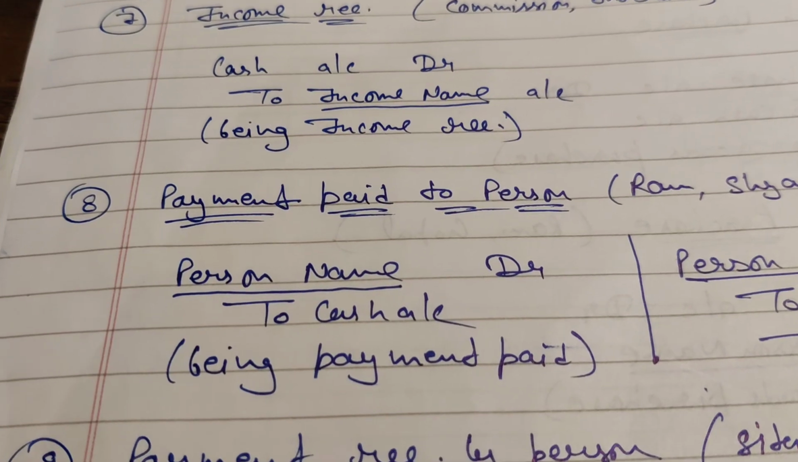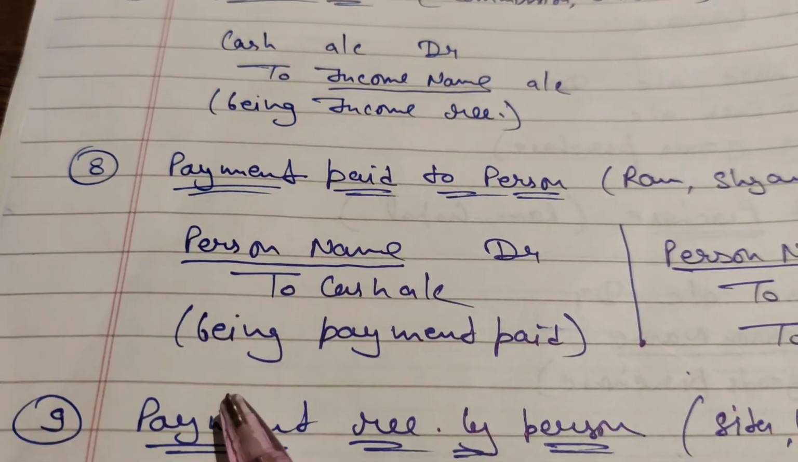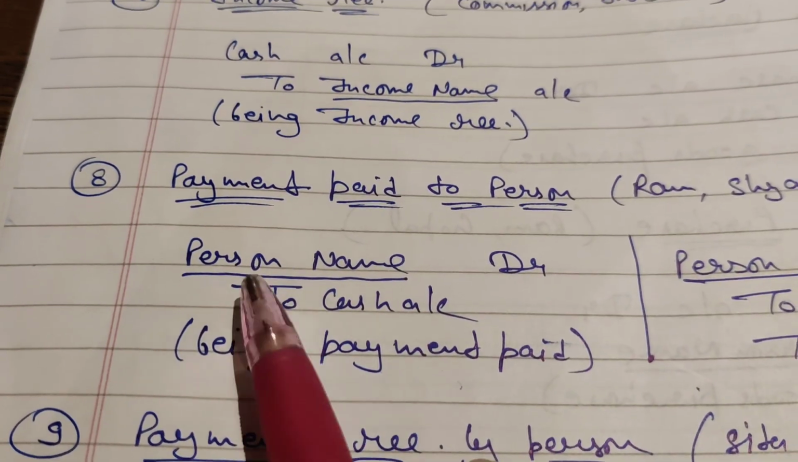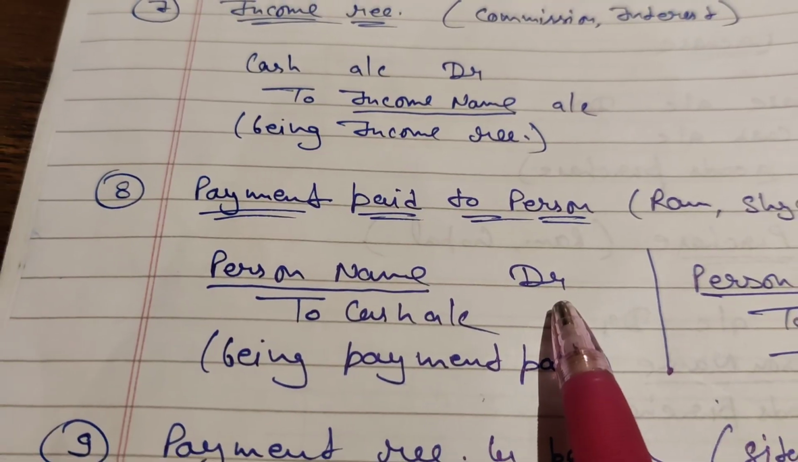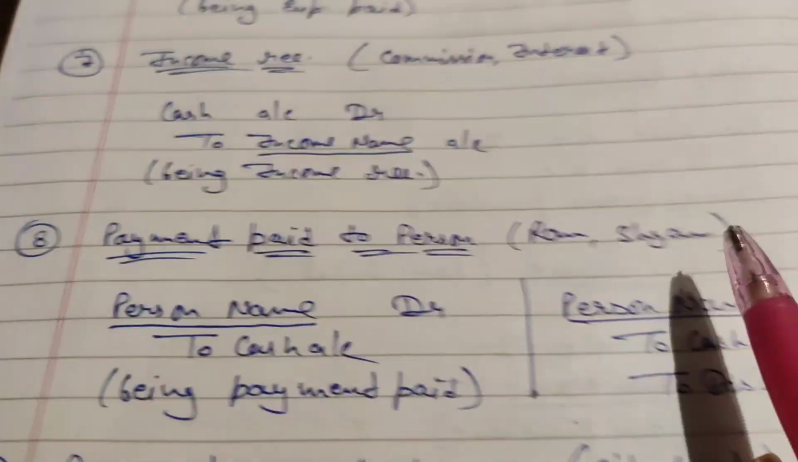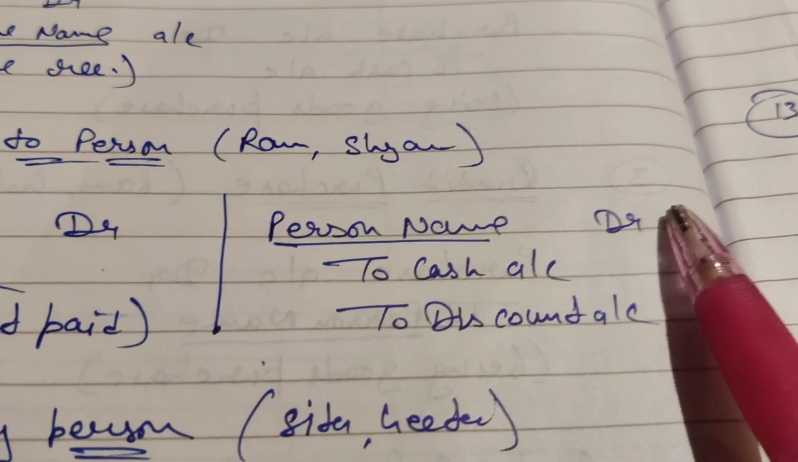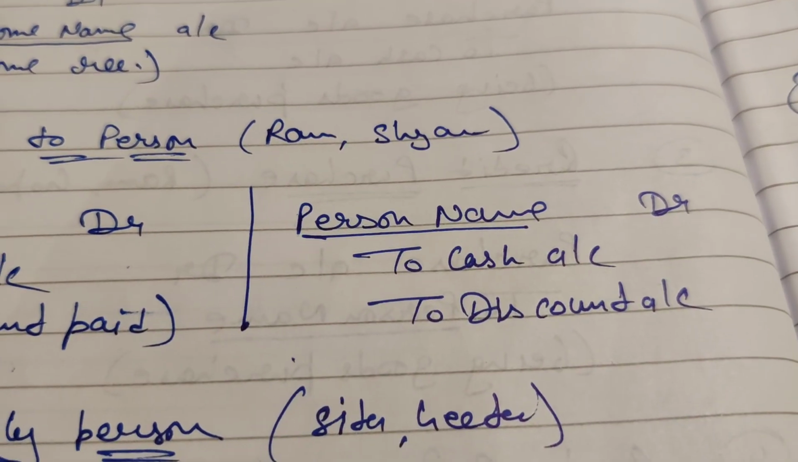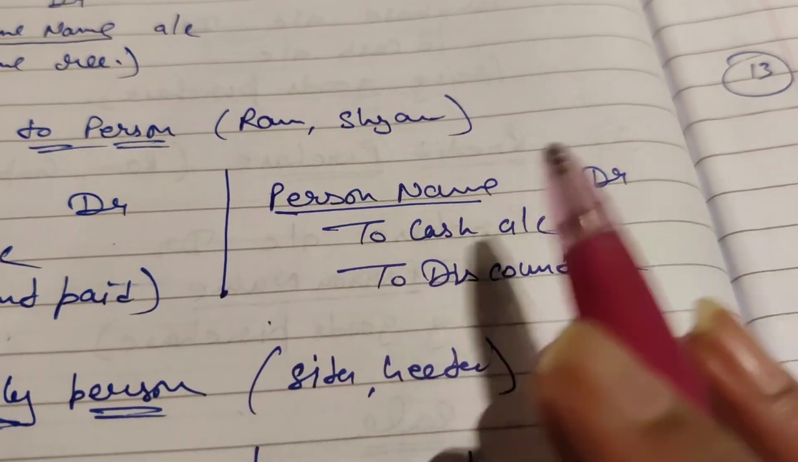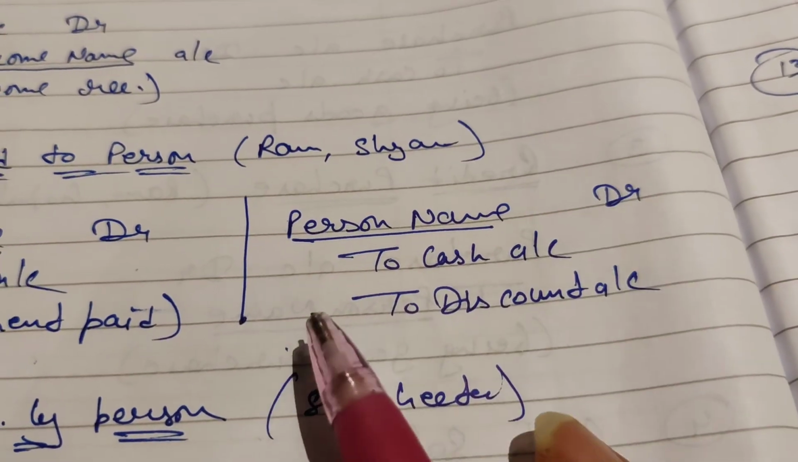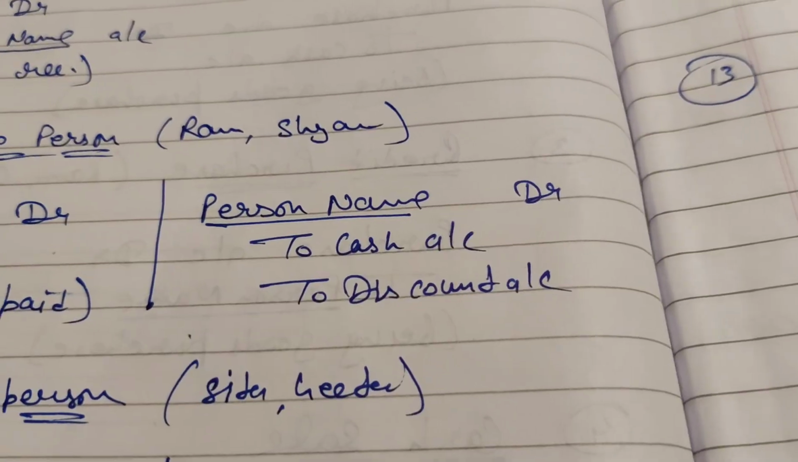If you are paying a person, then you have to write the name, debit to cash account, being payment paid. Always remember that with a person's name, debit can only be there. Then comes if you are giving a discount. If you are paying the person but a discount is given, you have to write the name, debit to cash account, to discount account. In the bracket you will write being payment paid and discount allowed.